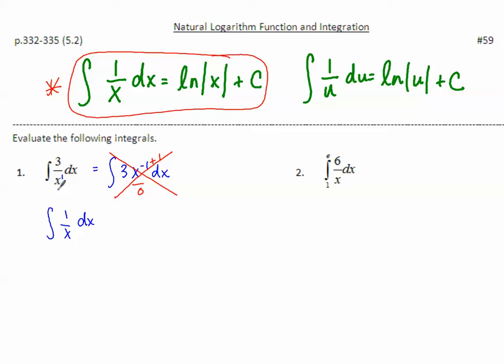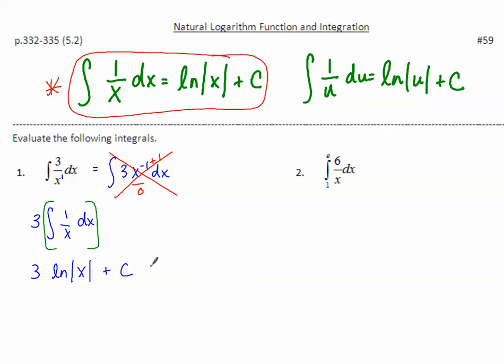That 3 is just a constant multiple, so we're going to pull it out. So 3 times the integral of 1 over x with respect to x. So we'll do this part with the 3 outside using our property. We've got the 3. The antiderivative of 1 over x is natural log of the absolute value of x. Really important, we remember the absolute value. And of course, plus c.